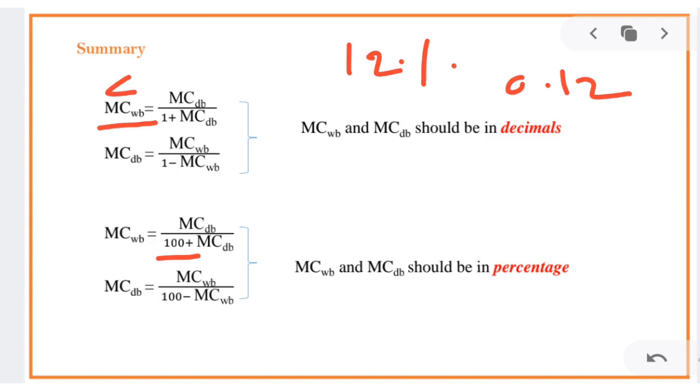So in order to get the moisture content on wet basis less, the denominator should be more than the numerator. So if you want to get a larger denominator, you should add. In the other case, if you are converting moisture content on wet basis to dry basis, we know that the moisture content on dry basis is always greater than the wet basis. So in such cases, if you want to get a higher moisture content, you should subtract the moisture content on wet basis from 1 or 100 in order to get higher values.